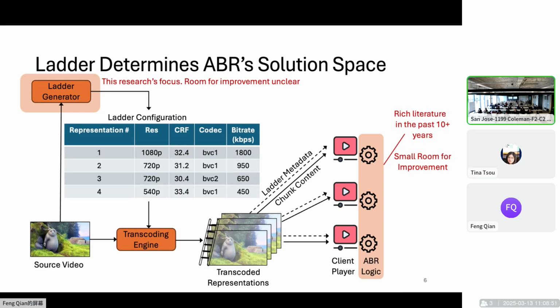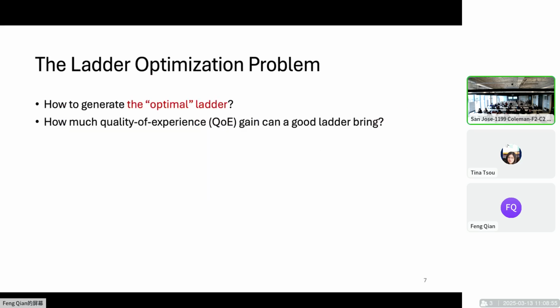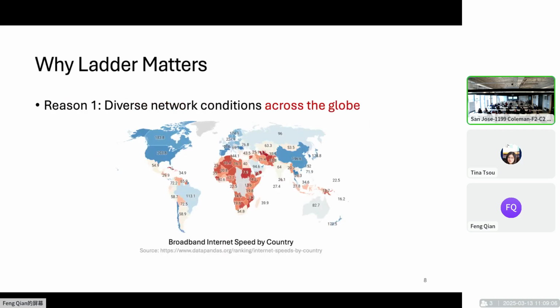The room for improvement is unclear because there is much less work on ladder generation. So basically, the question I want to answer is how to generate the optimal ladder to maximize the quality of experience for billions of users of TikTok. So why does the ladder matter? Let me give you some intuitions.